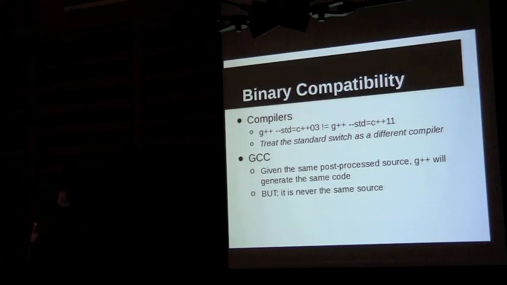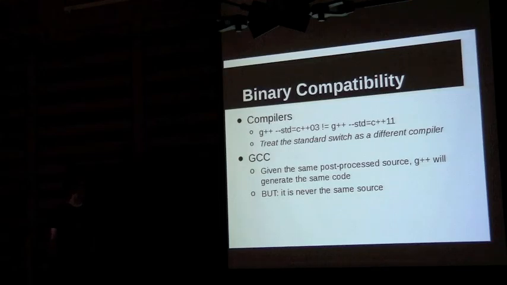All right, so there's a little bit of hairiness. When you start thinking about compilers, you should really treat, even if you're using the same one, so in G++, std=03 is not the same compiler as C++ 11. Yeah, sure, it's got the same backend and all, but they actually are different. And if you think of them that way, it'll make your life way easier.